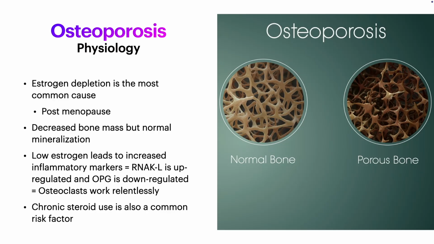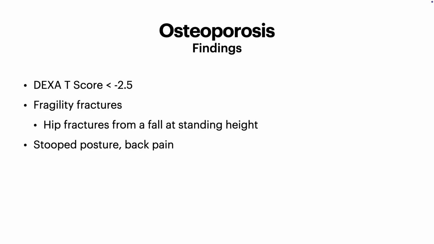And then lastly, some findings for osteoporosis. So your DEXA T score, anything less than that is a definitive diagnosis. Fragility fractures are also a definitive diagnosis. So, your typical grandma got a hip fracture falling from standing height, you're thinking osteoporosis, or she bumped into something and got a fracture. And then very common, of course, the stooped posture and back pain, because of the bone breakdown.